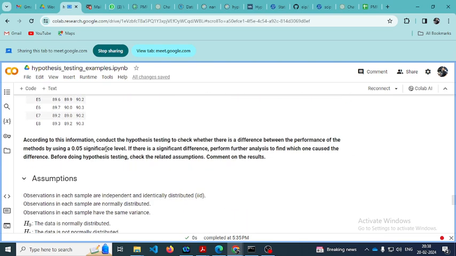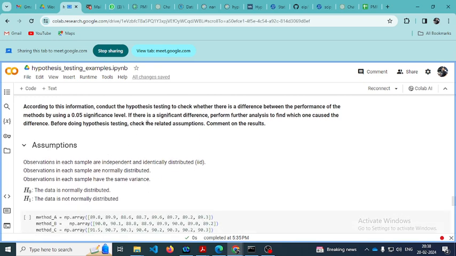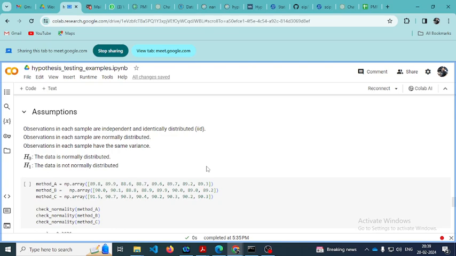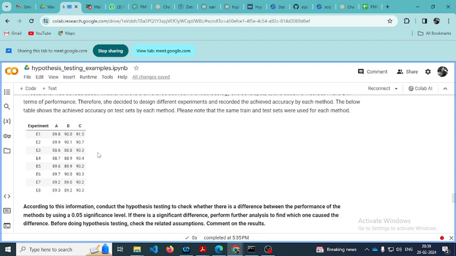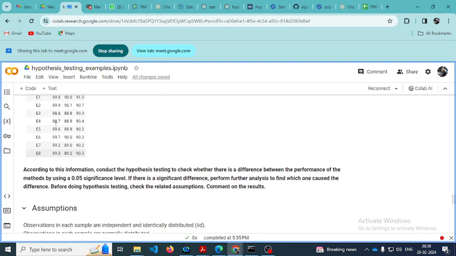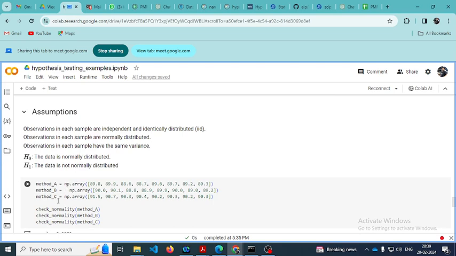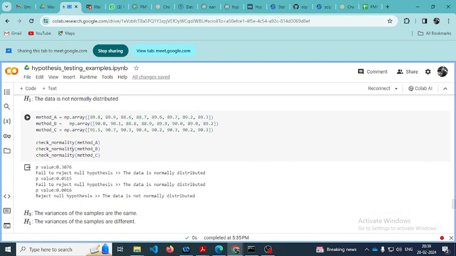According to this information, we conduct hypothesis testing to check whether there is a difference between the performance of the methods. If there are any significant differences, perform further analysis to find which one caused them. Before doing this, it is similar to the previous example: we take this data into three different numerical numpy arrays, method A, method B, method C. Then you can call the normality function and check whether this data is normally distributed or not.